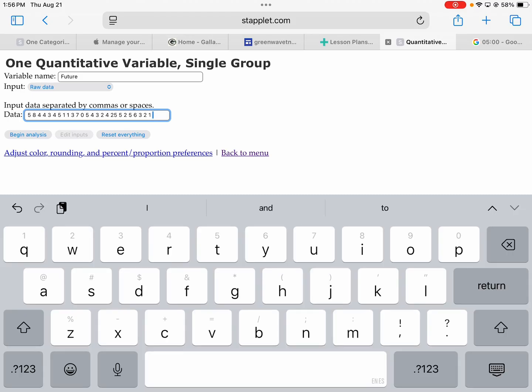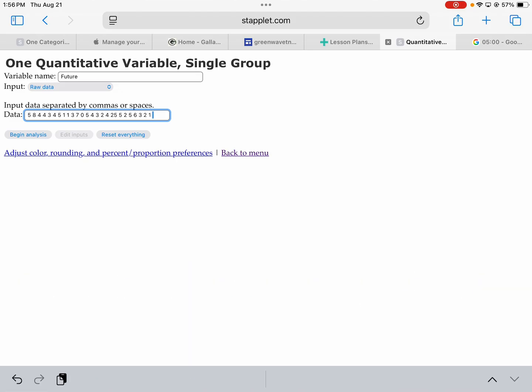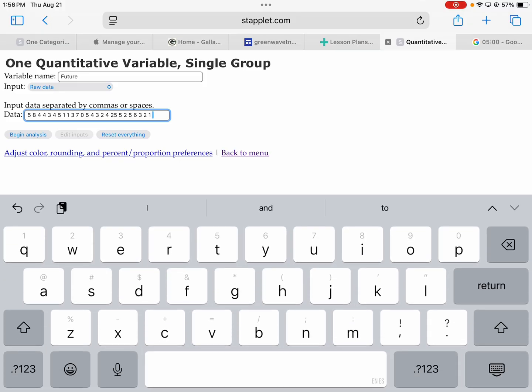Okay, just checking. All right, so get all of our data put in. Then once we've got it all in there, what do we hit? Begin analysis. If we want it to do its job, we tell it to begin analysis. Yeah, grab your computer.